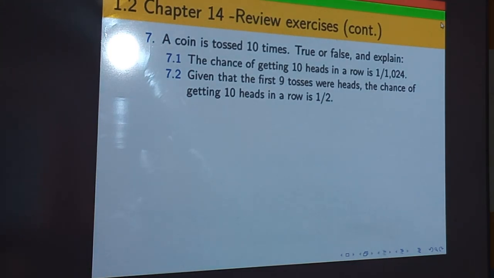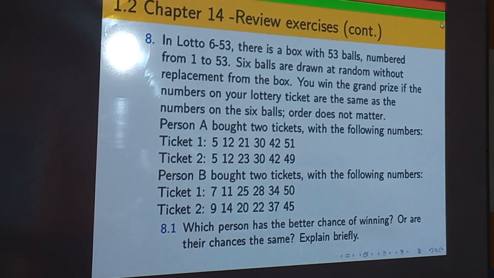Given that the first 9 tosses were heads, the chance of getting 10 heads in a row is 1 over 2. Yes. So it doesn't depend on what the previous ones were. What we need is just the last one to be a head, so that's just 1 over 2.